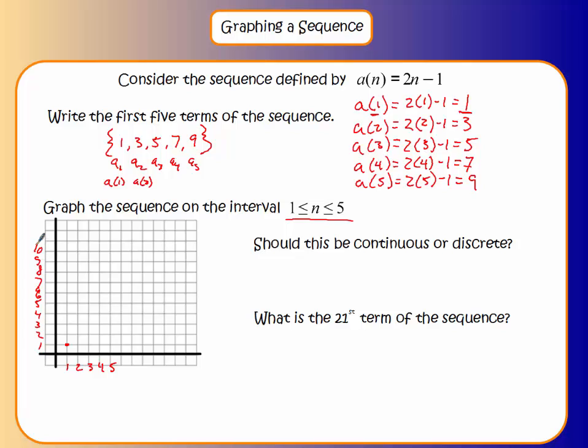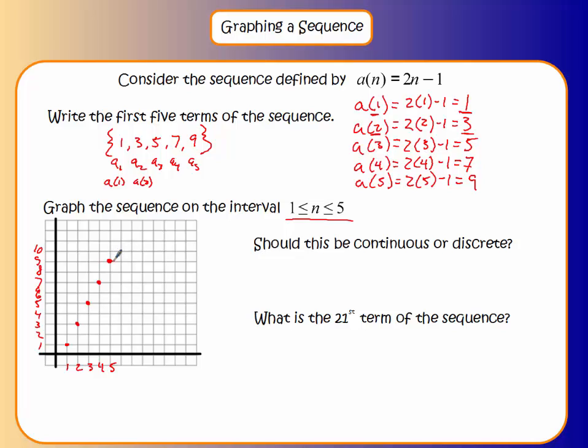Let's do it with 2. When I put in a 2, I got a 3. In other words, the second term is 3. So go over 2, up 1, 2, 3. And for a sub 3, the third term is 5. So go over 3, up 1, 2, 3, 4, 5. The fourth term is 7. So over 4, up 1, 2, 3, 4, 5, 6, 7. The fifth term is 9, so 1, 2, 3, 4, 5, 6, 7, 8, and 9.